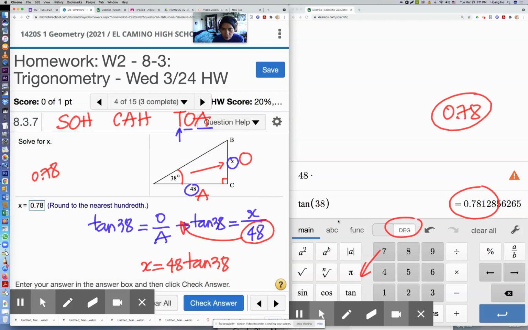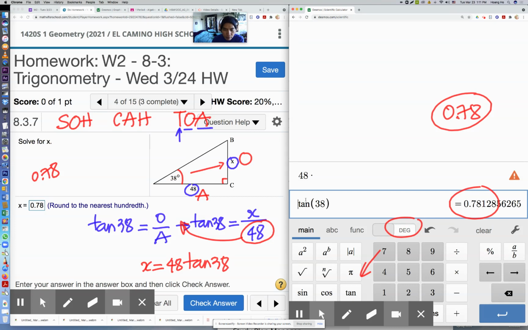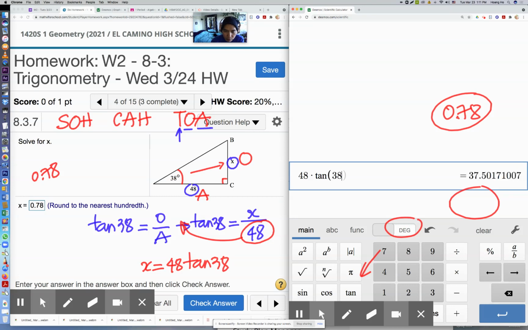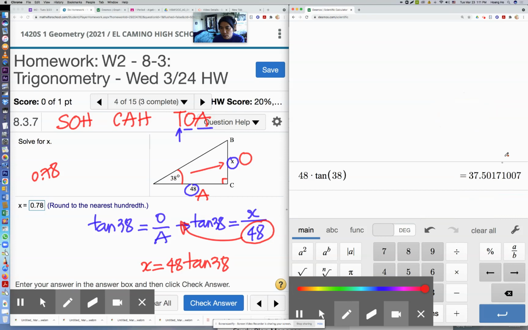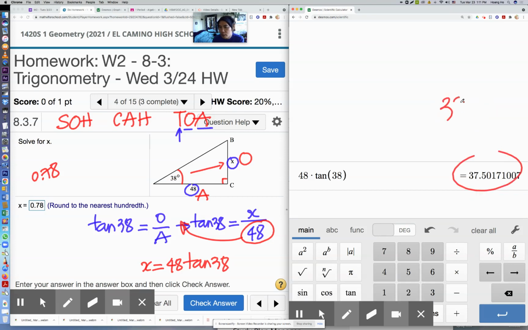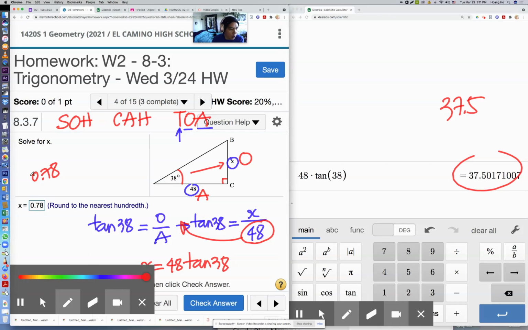Nearest hundredth. Oh, I didn't put it in correctly over here. Let me clear that one. Let's clear everything over here. 48 multiplied with tangent 38. All right, so the answer is 37.5, 2 decimals. Okay, so go over here. Let me change that.